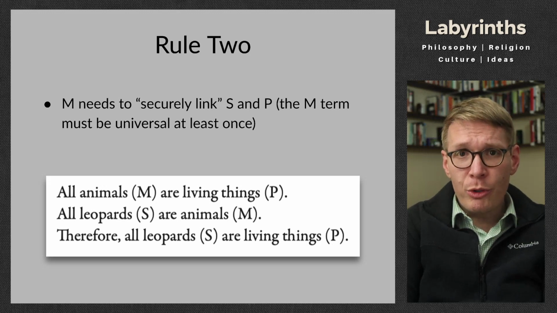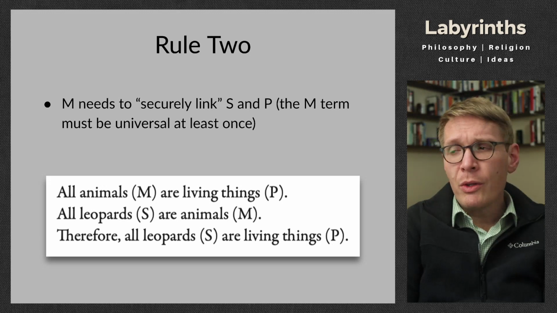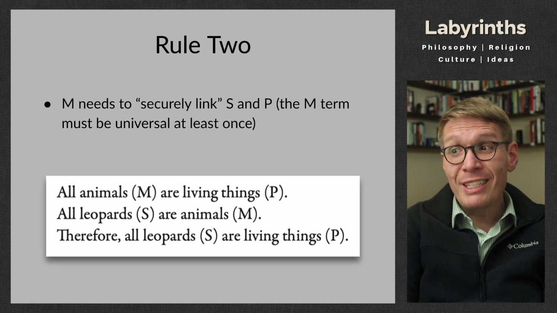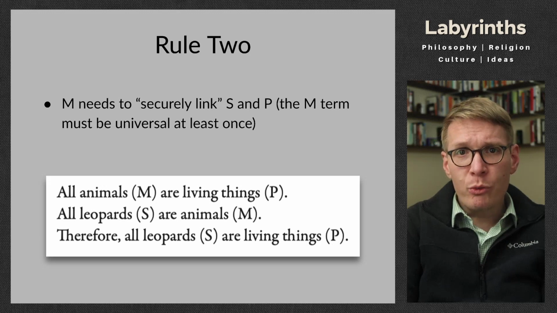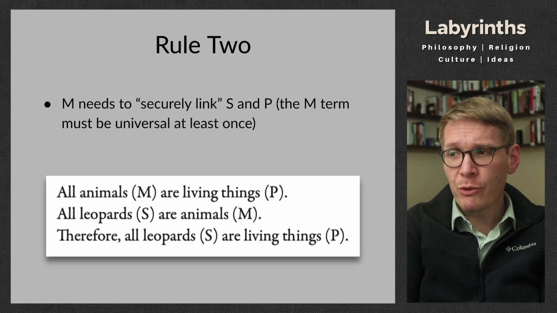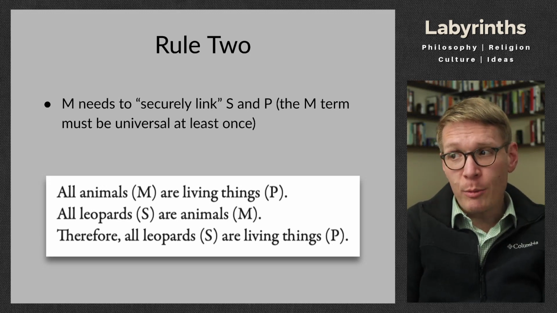In that case, as we saw in an earlier lecture, the predicate there, animals, is actually particular, because you're not talking about all animals in the world. You're talking about only those animals which are leopards. You're talking about a subset of animals taken at large, right? So all leopards are animals. Animals is particular. Therefore, all leopards are living things.